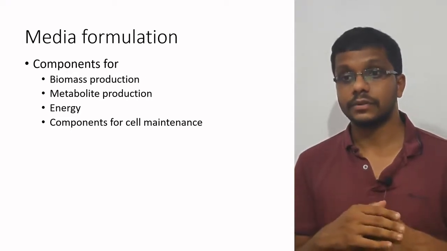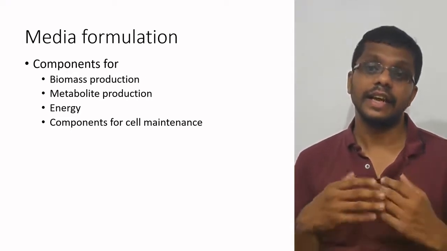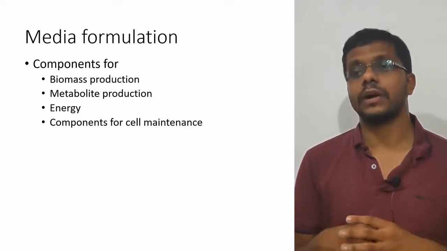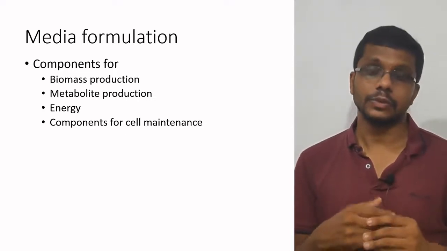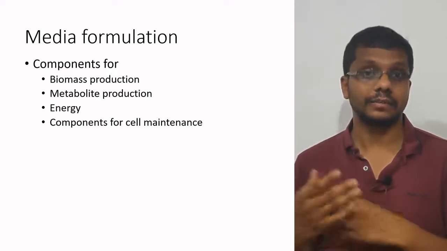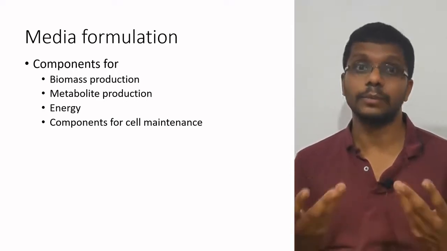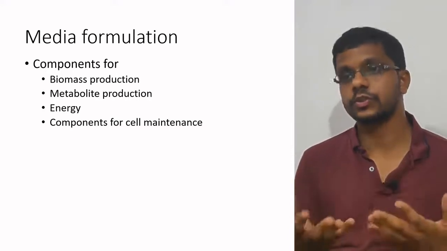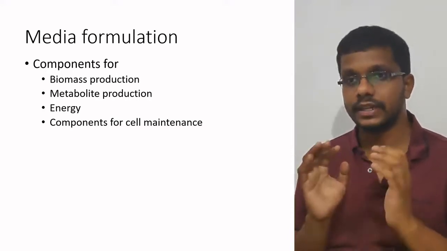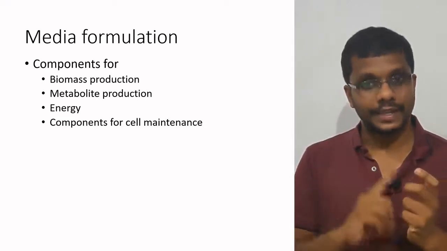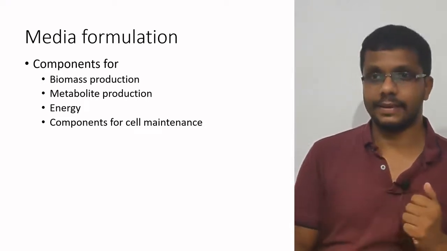So the media should meet the energy requirements of the microorganism, and the media also should have components for cell maintenance. Some microorganisms may need some vitamins, or some amino acids are essential components. So they also should be there in the media. So in a complete media, it should have components for biomass production, metabolite production, energy, and cell maintenance.